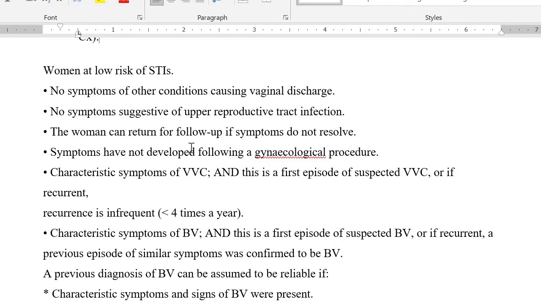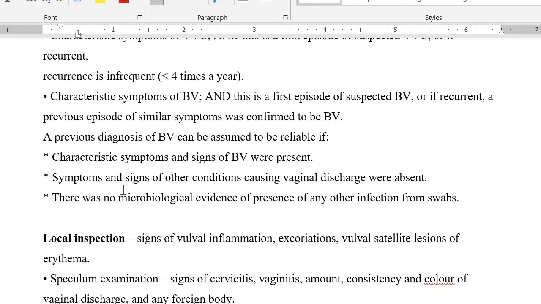vulvovaginal candidiasis. Is this the first episode of a suspected candidiasis infection, or is it recurrent? Recurrence is infrequent if it is less than 4 times a year. But if the recurrence of this fungal infection, candidiasis, is more than 4 times a year, then you will say that this is chronic and significant. So it is frequent if she has it more than 4 times a year. Less than 4 times a year is infrequent.